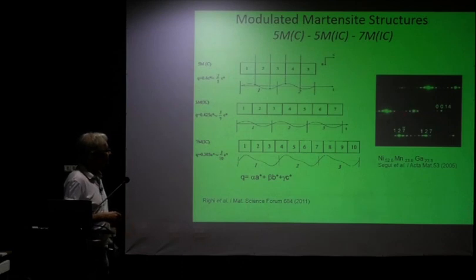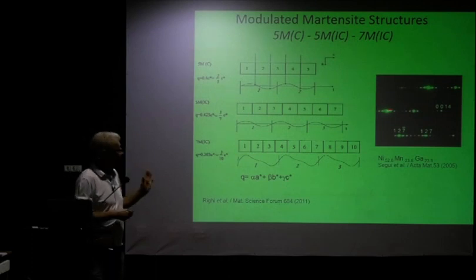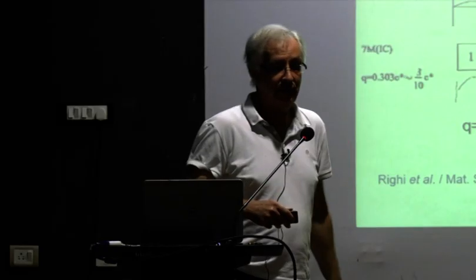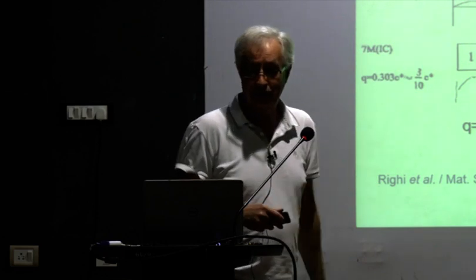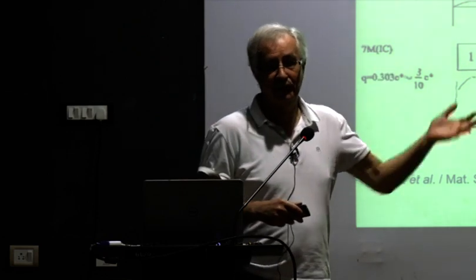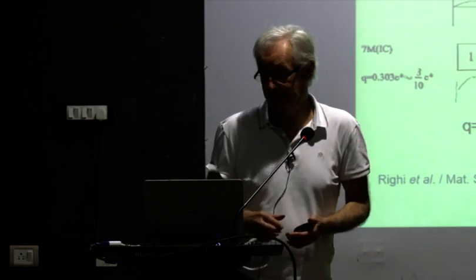The positions, they look very nice here. I mean, if you hadn't done any refinement or anything like that, you might have said just 7M commensurate. And I've got 6 spots, 7M commensurate, and finished. But it's not like that.